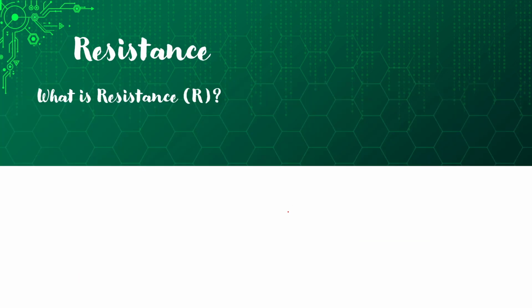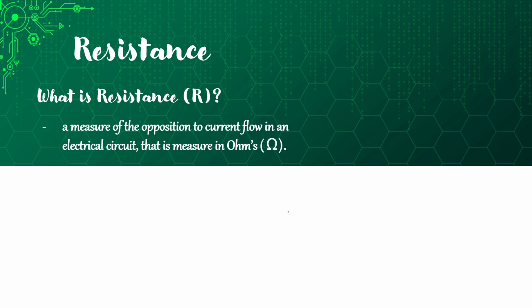So next is resistance. So what is resistance? According to the book, a measure of the opposition to current flow in an electrical circuit that is measured in ohms. So R is the representation of resistance, and it is measured in ohms, with the omega symbol. The simple formula we are going to use is Ohm's law.